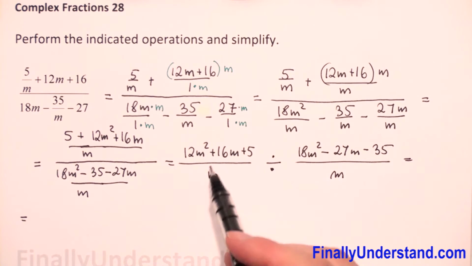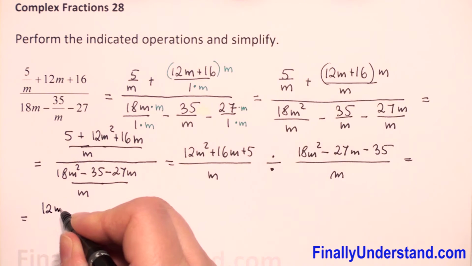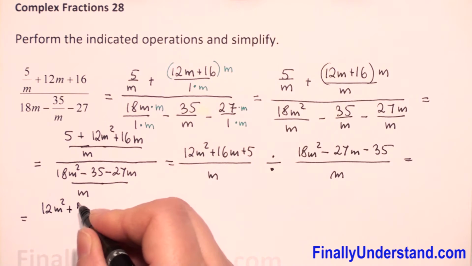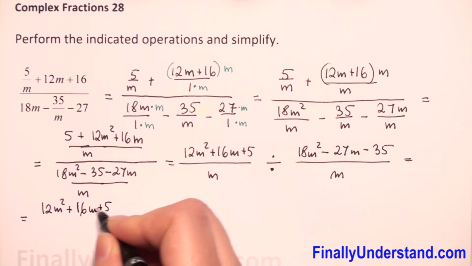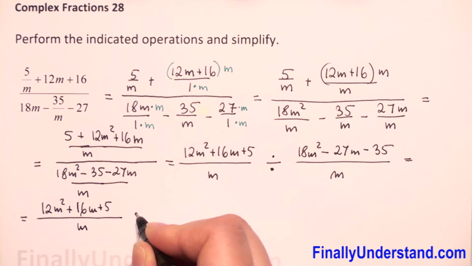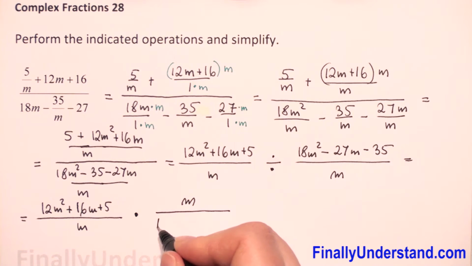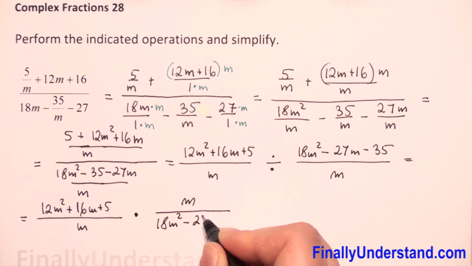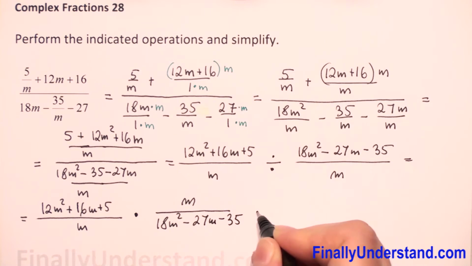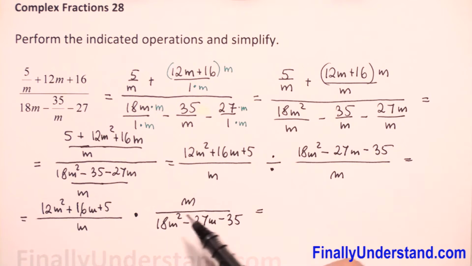Division of algebraic fractions, so we have to copy the first fraction over m. We change the division sign to multiplication, and we have to flip the second fraction, so it will be m over 18m squared minus 27m minus 35. Now when we have multiplication, we can check first if we can reduce something, because we have here m and m, so we can cancel out this m, 1 and 1.